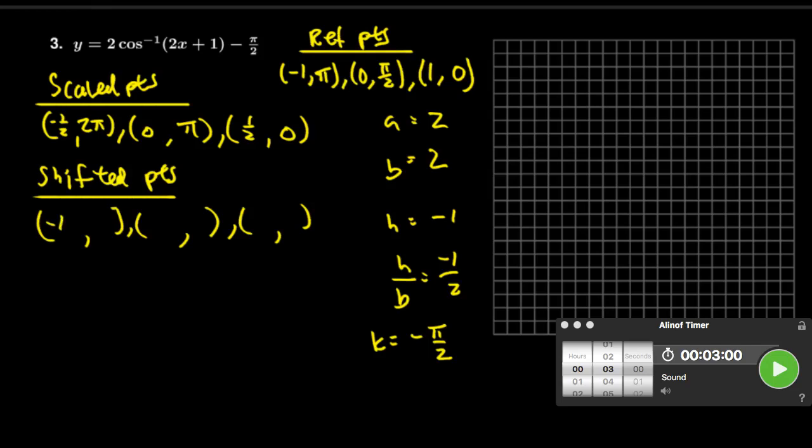Alright, that's nice. And ooh, we got a 0 there. That's even nicer. Okay, pi over 2. Subtract that from all of these. So we get 3 pi over 2, pi over 2, and then negative pi over 2.